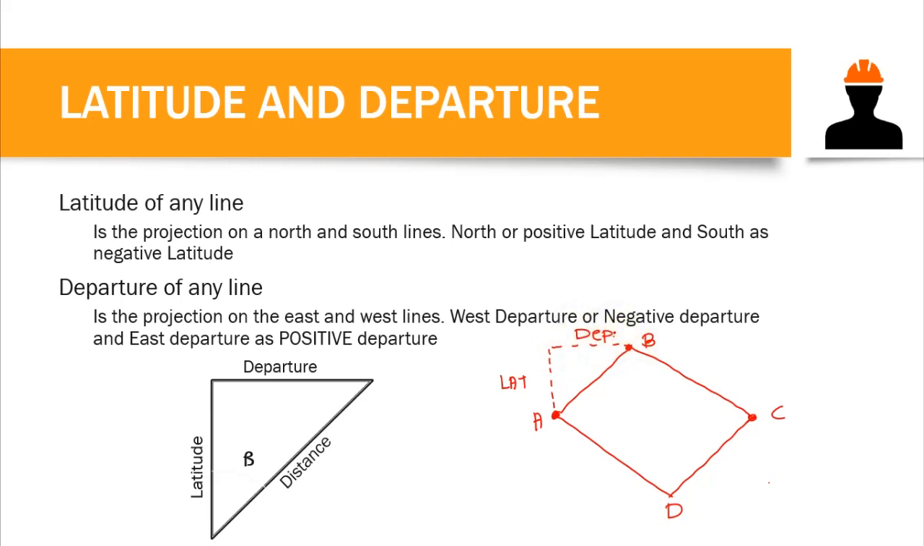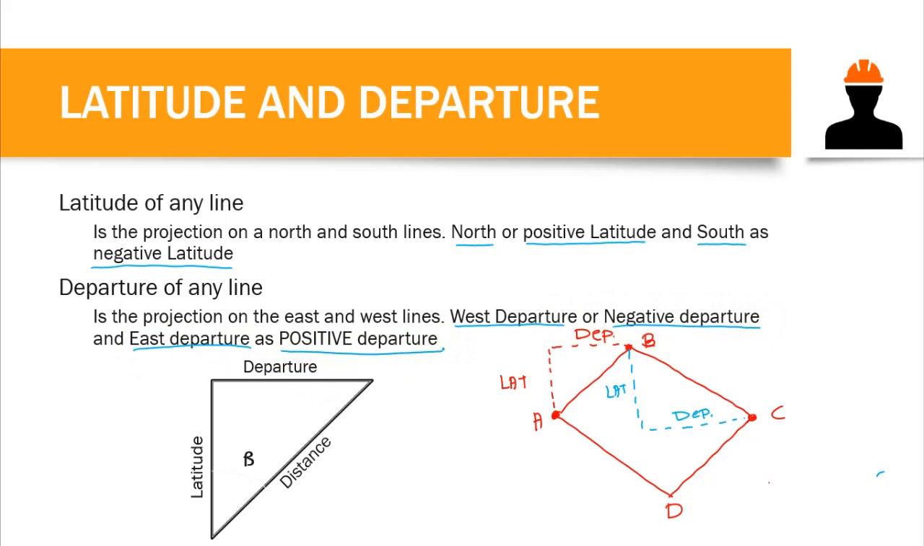And for BC, it has a south projection, that is its latitude, and it also has an east projection, and that is its departure. All lines in our closed traverse have a latitude and a departure. Now, we have to take into account that north latitude is considered positive latitude, and south latitude is considered negative latitude. For departure, the west departure is negative and the east departure is positive. So, take note of this sign convention.